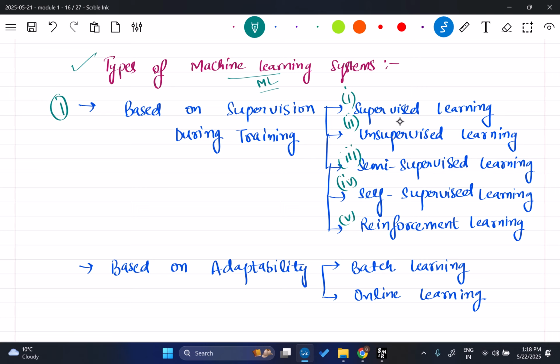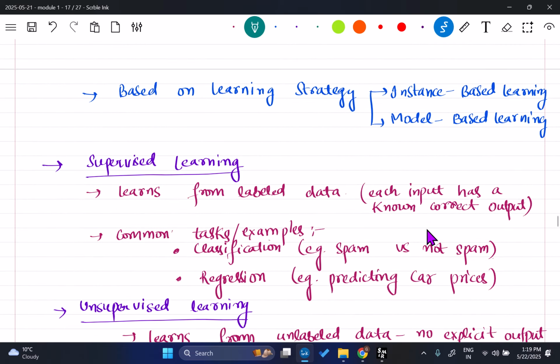First of all, I'll be just reading the name of the different subcategories on the basis of supervision during the training of the ML model. So while we are training a ML model on any given data examples, we have five different kinds of ML models which can be built. First one is supervised learning. The second one is unsupervised learning, then semi supervised, self supervised, and reinforcement learning. We are going to dig deeper into these subcategories now.